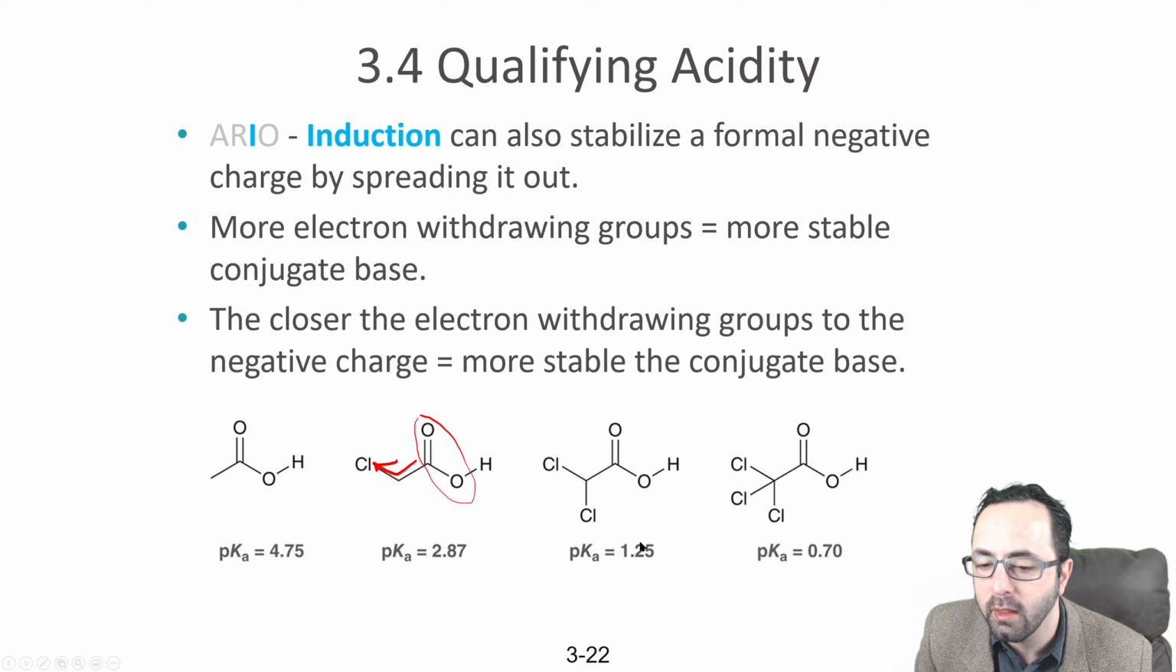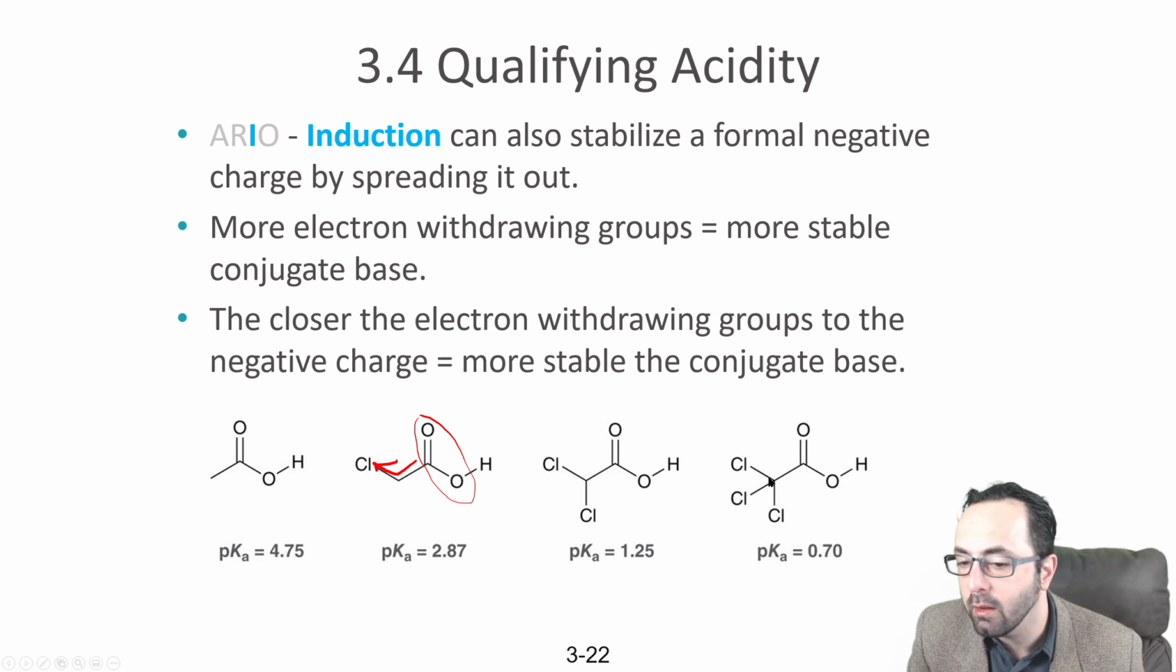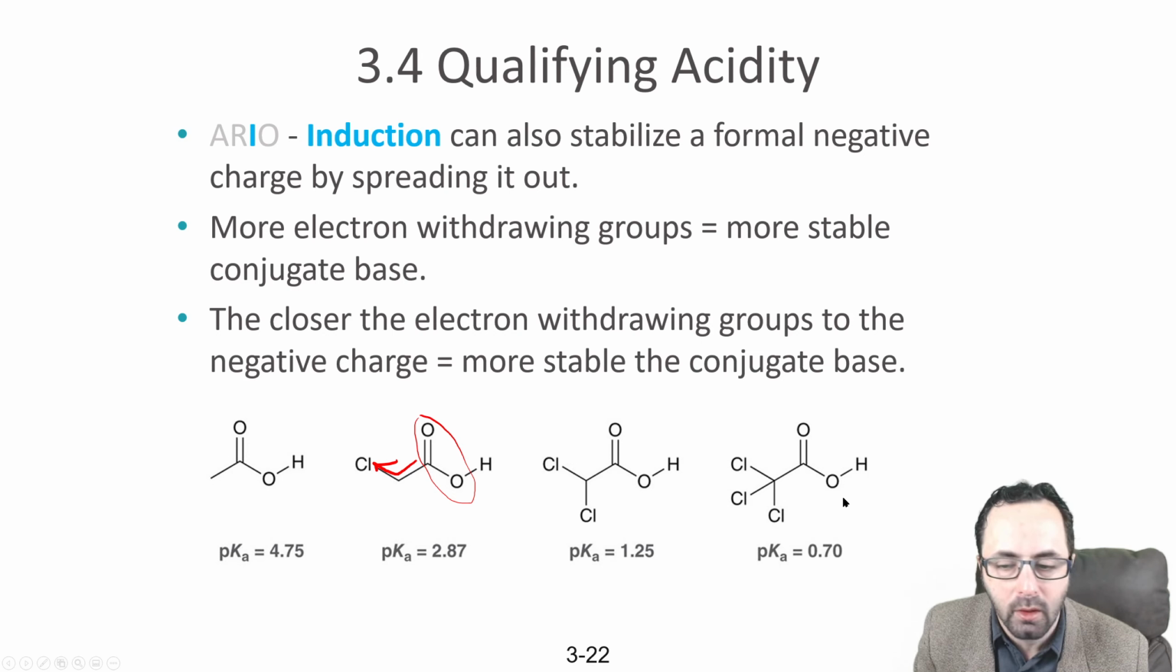You add another chlorine, this effect is increased, and a third chlorine will increase it even further, making the acid more and more acidic the more electron withdrawing groups there are. Be careful with this. Always think of how close the electron withdrawing groups are to where the negative charge is, because when they get even one more carbon away, this effect is much more reduced.